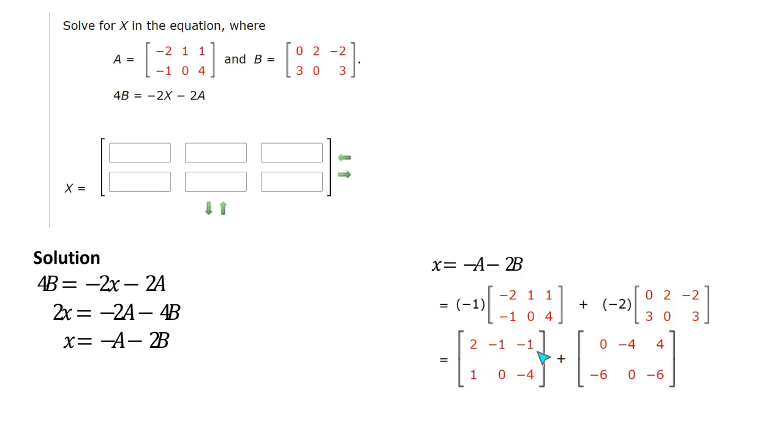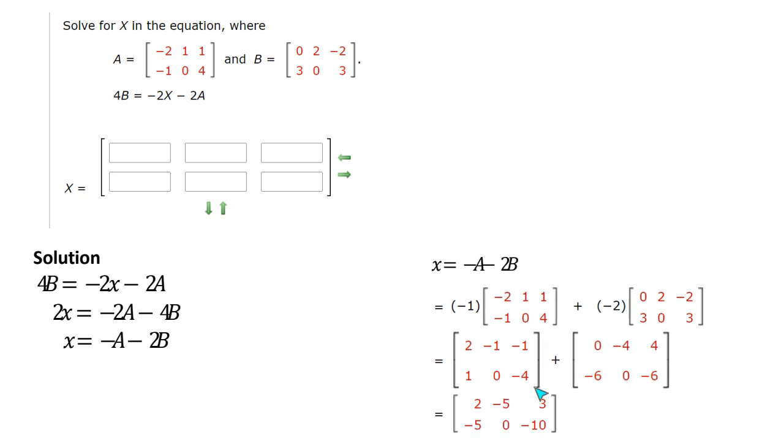So they have the same order, so I can add 2 plus 0, -1 plus -4. So 2 plus 0 is 2, -1 plus -4 is -5, -1 plus 4 is 3, and 1 plus -6 is -5, 0 plus 0 is 0, -4 plus -6 is -10.